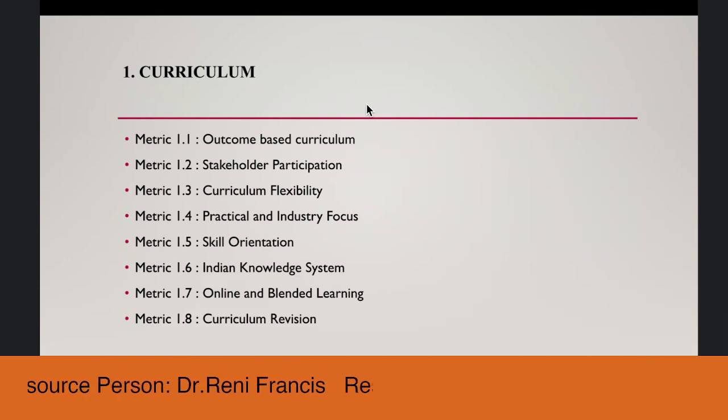The seventh, 1.7, is online and blended learning. Again, we are here to understand that we are not running away from technology. We are hand in hand with technology, and hence online and blended learning should be a component when you are talking about it.